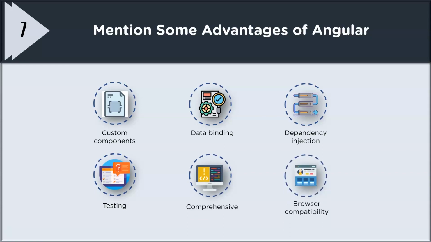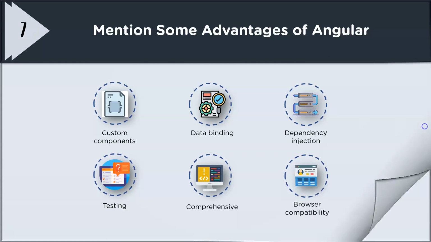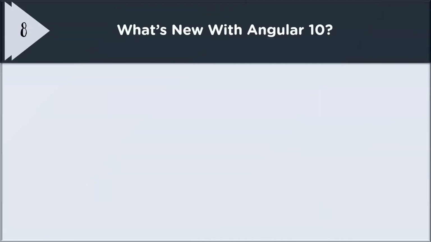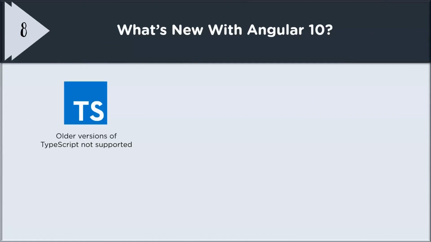Lastly, Angular is cross-platform and compatible with multiple browsers. An Angular application can typically run on all browsers, be it Chrome, Firefox, Safari, and operating systems like Windows, macOS, and Linux. What's new with Angular 10? First up is that older versions of TypeScript are not supported. Previous versions of Angular supported TypeScript 3.6, 3.7, and even 3.8. But with Angular 10, TypeScript bumped to TypeScript 3.9.